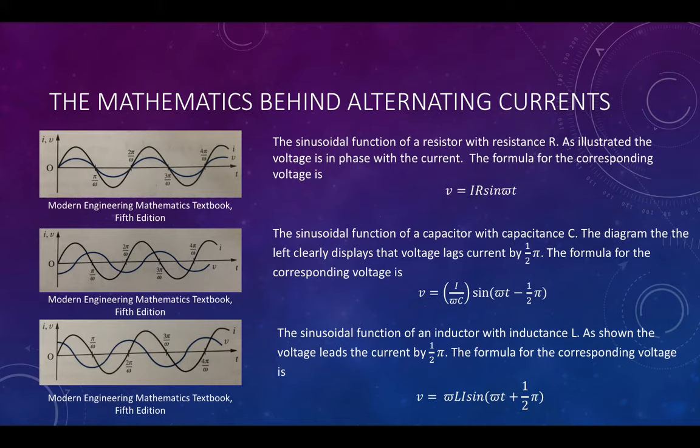The last diagram is a representation of an inductor with an inductance of L. The formula for voltage across the inductor is V equals omega L I sine [omega t plus a half pi].